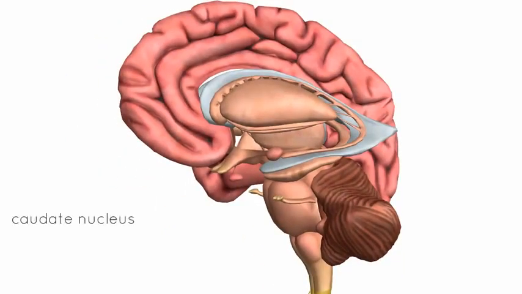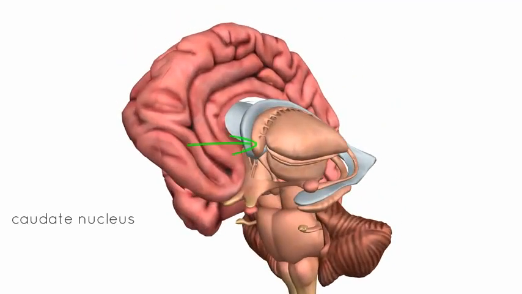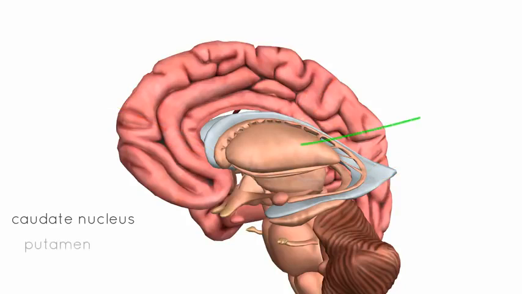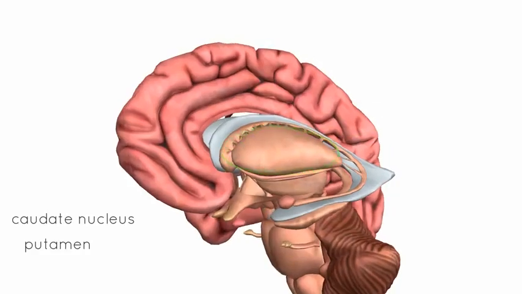You've got the caudate nucleus, which is this structure here. So you can see here it's got three parts. It's got a head, a body, and a tail which winds around like this. So that's the caudate nucleus, and then outside the caudate nucleus you've got the putamen. So this is this round curved structure.